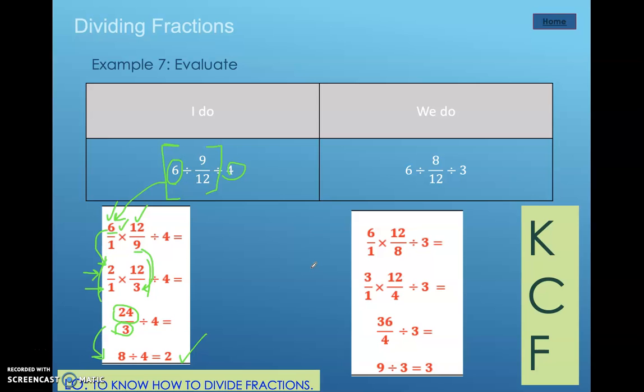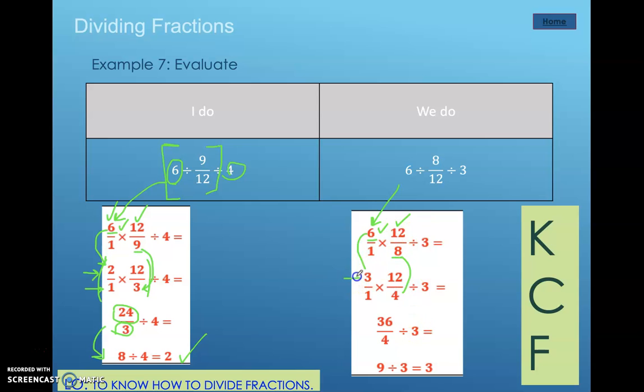So now let's have a look. So we've turned our 6 into a fraction. We have kept it. We've then changed our operation to a multiply. And then we've flipped our 8 over 12. So now, again, we've gone 6 and 8 there, both divisible by 2. So that gives us 3. And this here will give us 4.